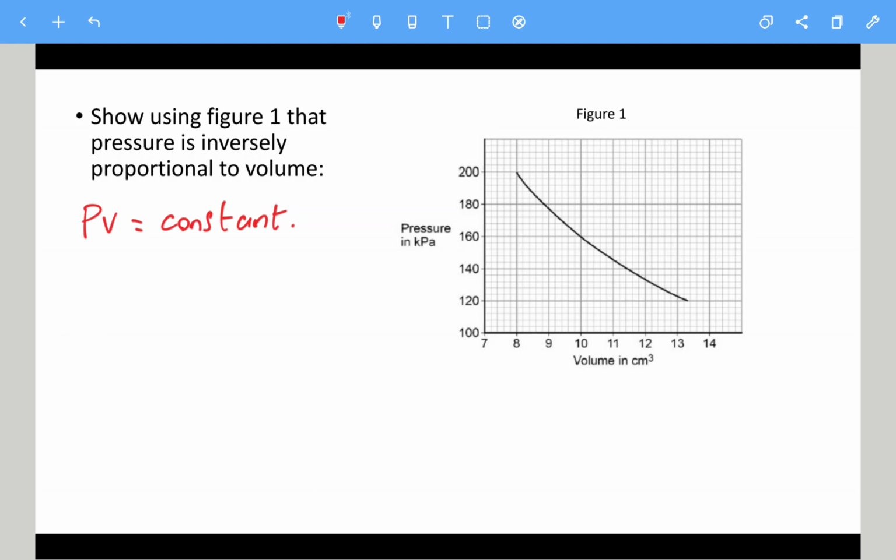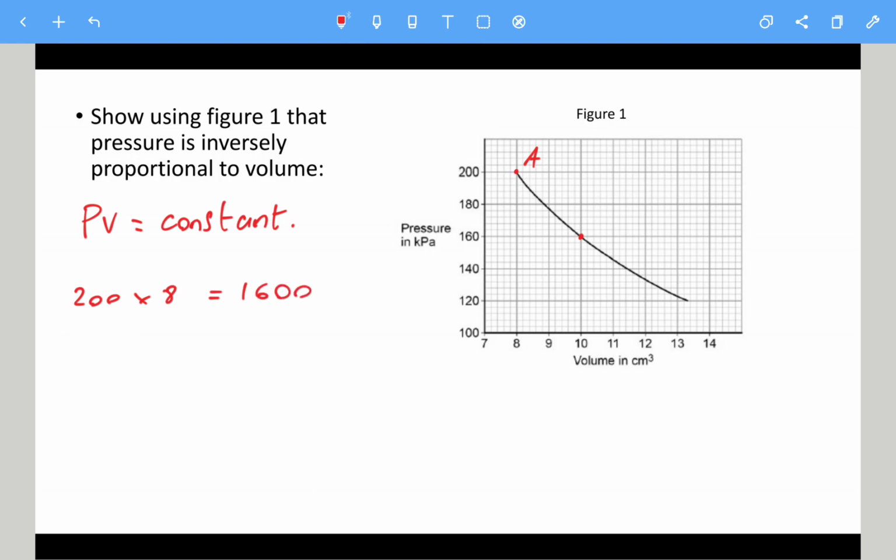So if PV equals a constant, that means if we check a couple of locations on this graph and we multiply the pressure and the volume, we should get the same constant, the same number. And if we do, that means that pressure is indeed inversely proportional to the volume. So the 2 points we can pick that are relatively straightforward to see from the graph are this one and this one. The first one is 200 kilopascals. So you just do 200 multiplied by the volume, which is 8 centimeters cubed. So for this point A, 200 times 8 gives us a constant of 1,600.